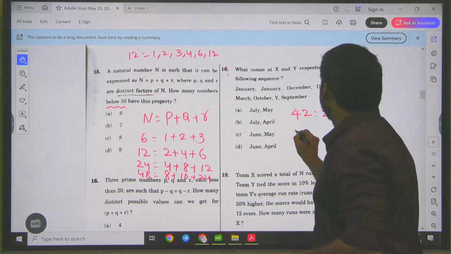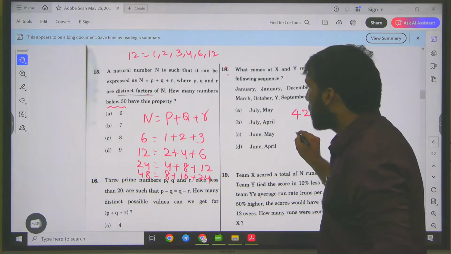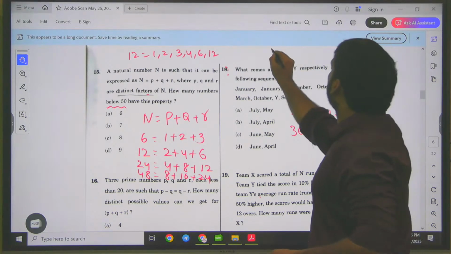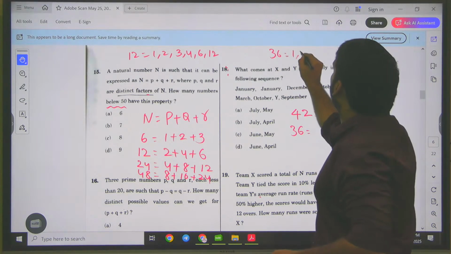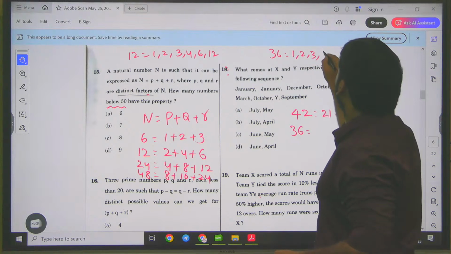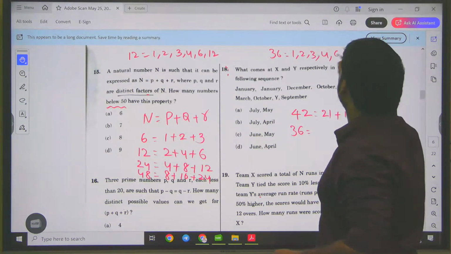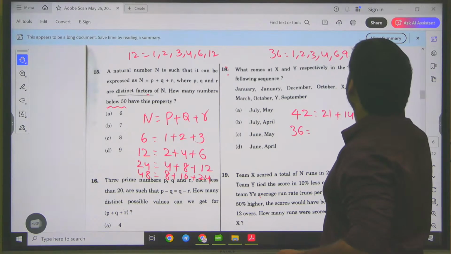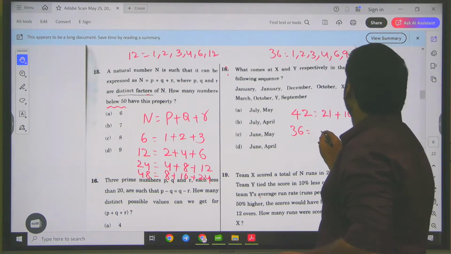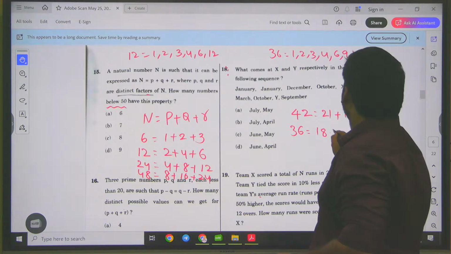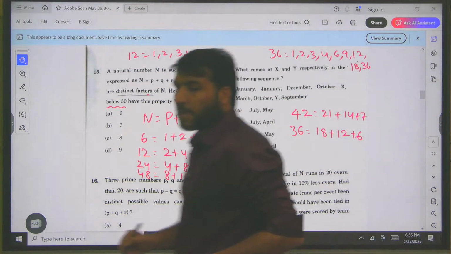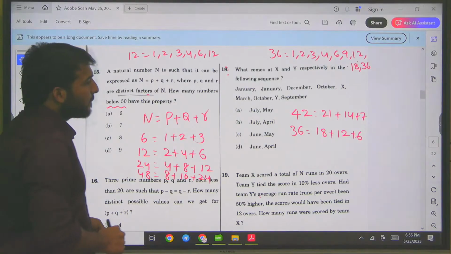Next, I can consider 36. I can try with 36. The factors of 36 are 1, 2, 3, 4, 6, 9, 12, 18, 36. So I can try with 18 plus 12 plus 6.